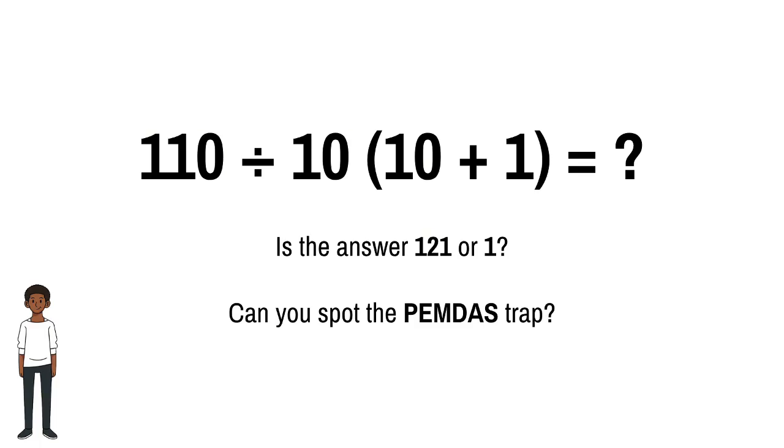Today we're tackling another viral order of operations puzzle that causes massive debate. 110 divided by 10 times 10 plus 1. Many people will look at this and get 1, while millions of others are equally certain the answer is 121. Let's settle this debate by breaking it down strictly step by step.